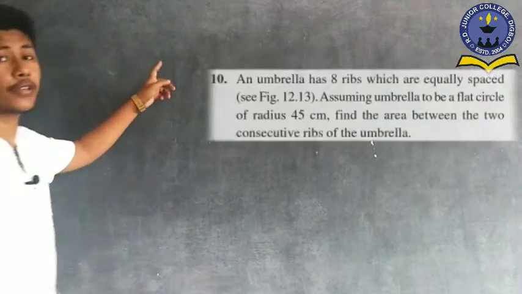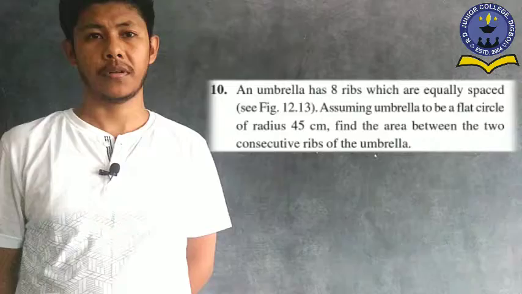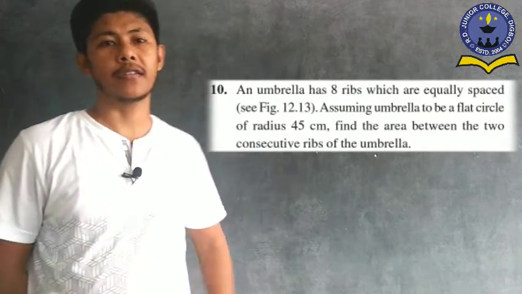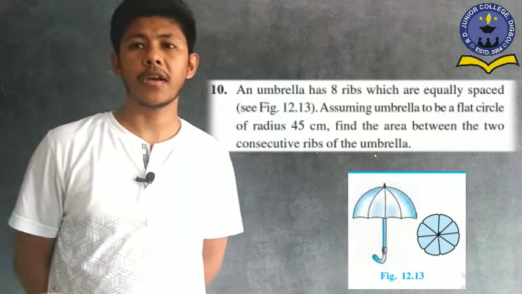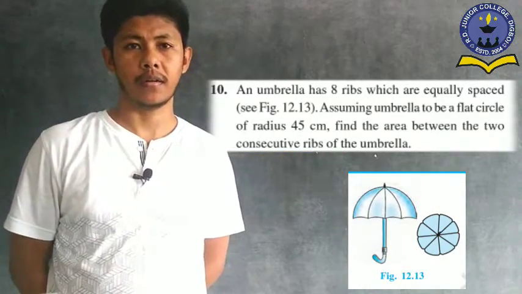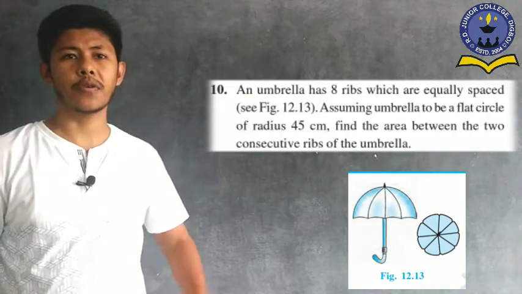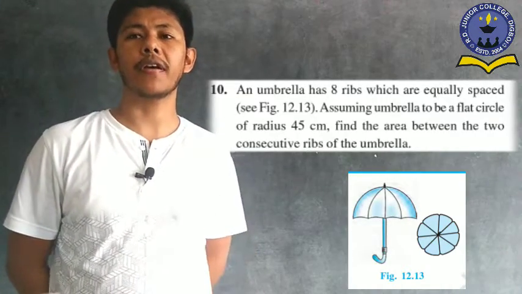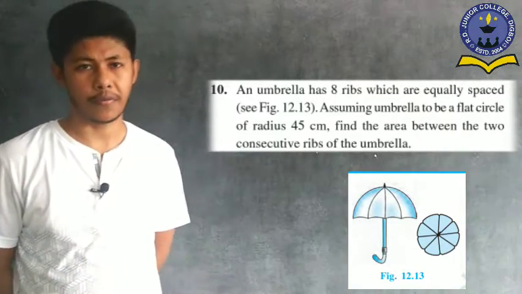If you see the question, it says: an umbrella has 8 ribs which are equally spaced, as you see mentioned in the figure. Assuming the umbrella to be a flat circle of radius 45 centimeters, we have to find the area between two consecutive ribs of the umbrella.